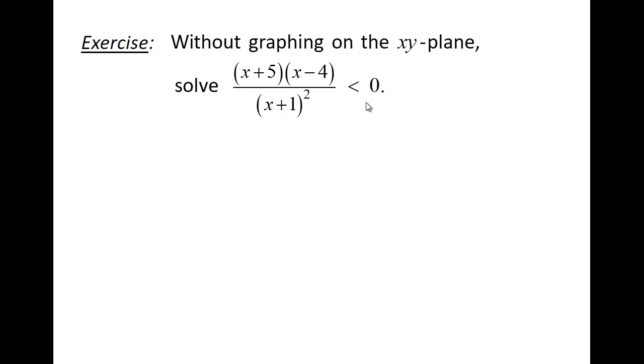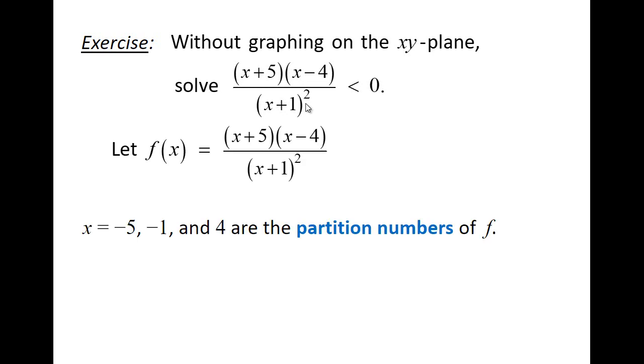The partition numbers would be the numbers where the function is either 0 or undefined. Clearly this function would be 0 wherever the numerator is 0, and the numerator is 0 when x is negative 5 or when x is 4. And the function is undefined when x is negative 1, clearly. So those are the partition numbers: negative 5, negative 1, and 4.